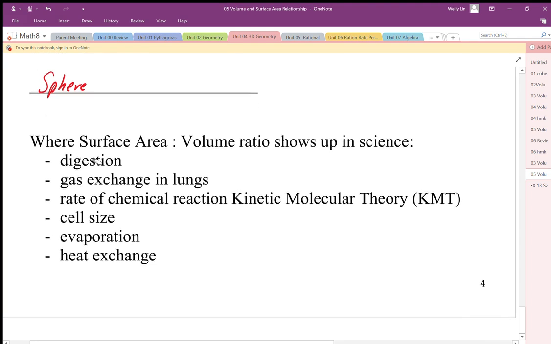This surface area to volume ratio shows up in science quite a bit. It shows up in digestion: we have very long digestive tracts because we want lots of surface area to absorb nutrients. Gas exchange in lungs: we have lots of tubes in our lungs that allow lots of surface for gas to exchange. We want oxygen in, carbon dioxide out, and we need lots of surface for that to happen. Chemical reaction rates, cell size, evaporation, and heat exchange are all things that are affected by surface area to volume ratio.